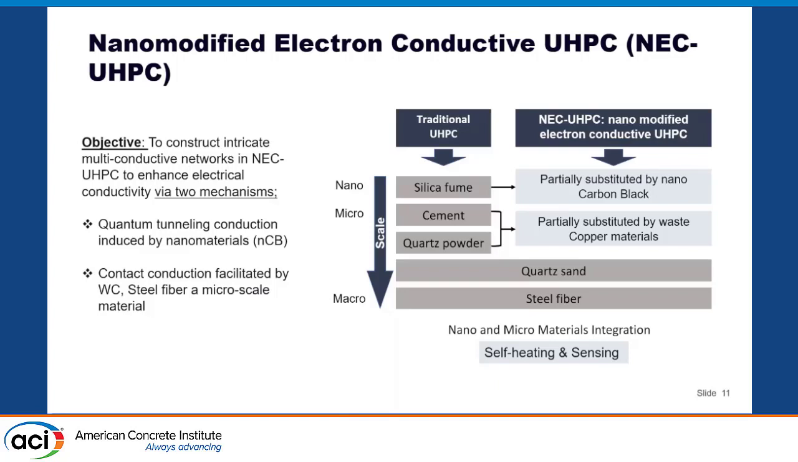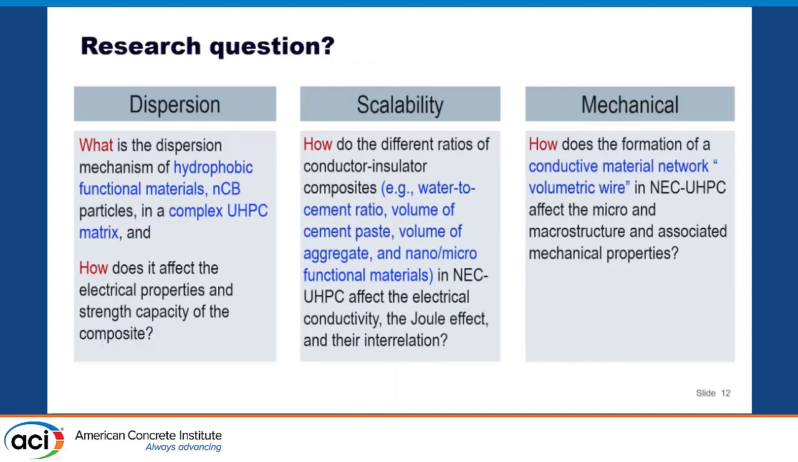By that, we are also going to achieve different conductive pathways: quantum tunneling conduction introduced by the nano carbon black material, conduction facilitated by the waste copper material, and the steel fiber that UHPC already has. So we can develop different paths of electron conduction. But we have three main questions.